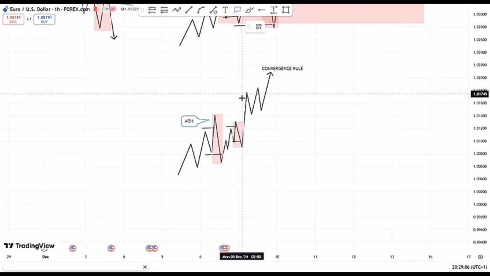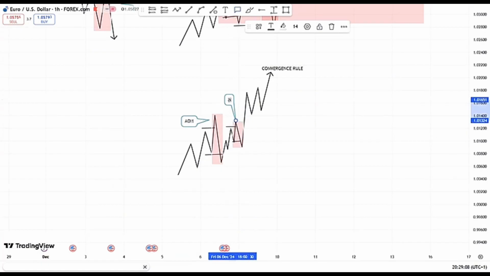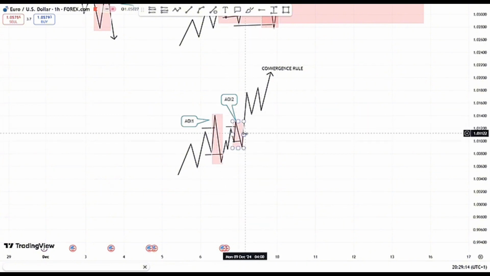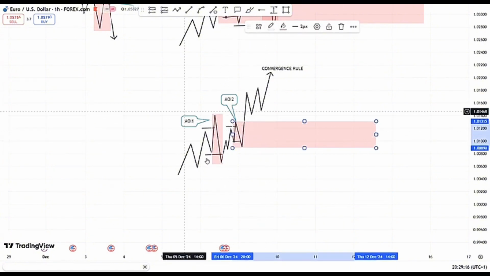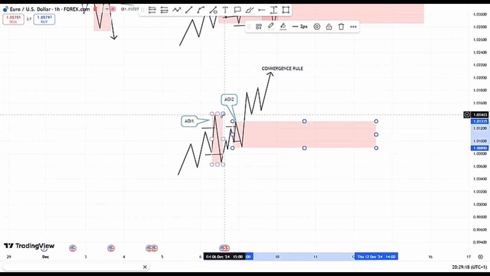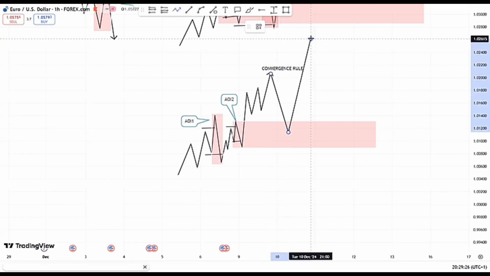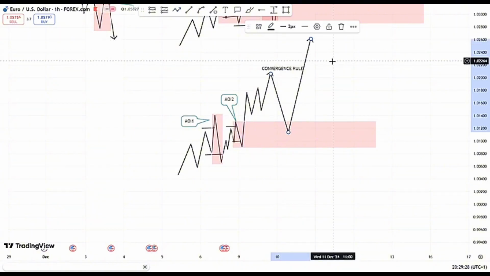This section here is what? AOI 2. So where is our true AOI, or where is the true imbalance in the market? This guy, not the bigger one. Okay, so it's possible price can use the first one to engineer liquidity, but definitely price will still come back to this, and then we can continue the bias to the upside.